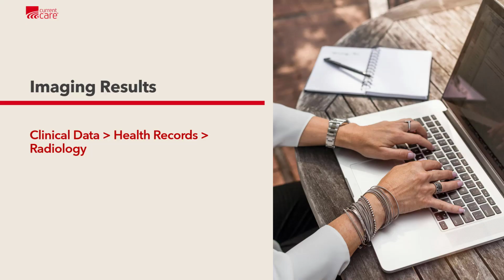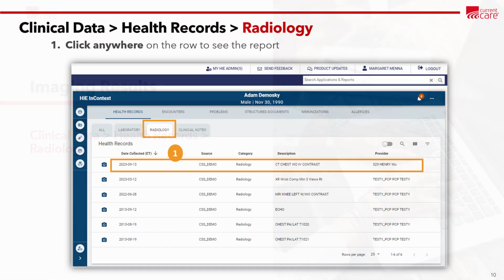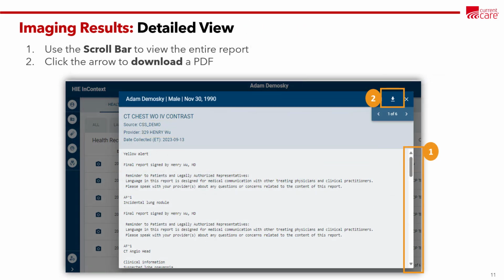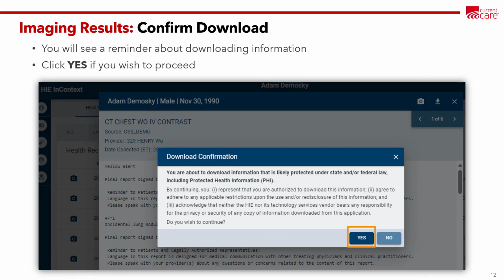Radiology results are found under Clinical Data's Health Records tab. Click on the Radiology tab to see a list of only imaging results. The most recent results are at the top of the list. To open a report, click anywhere on that row. You can use the scroll bar to view the entire report. To download or print a PDF, click the arrow at the top right.